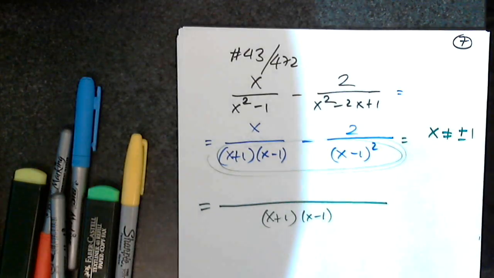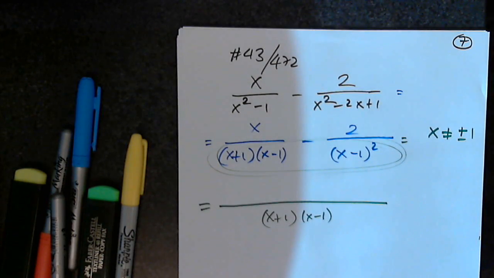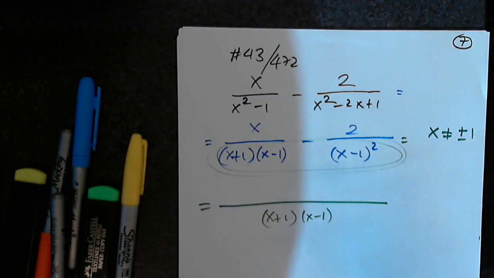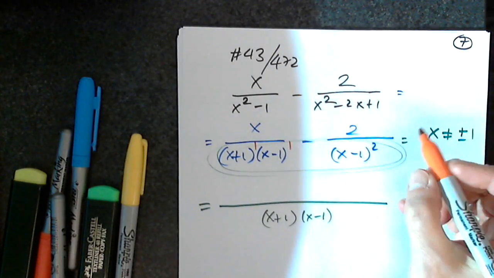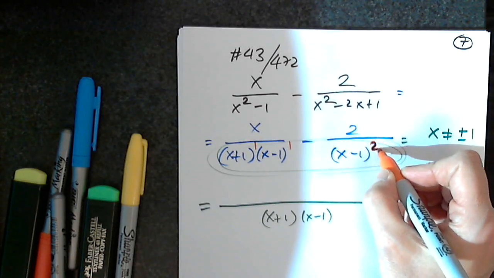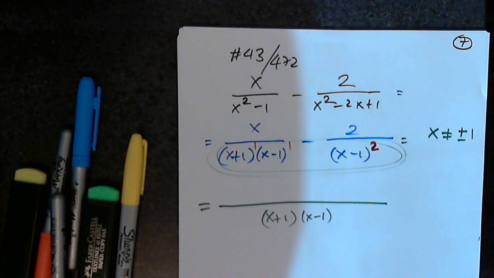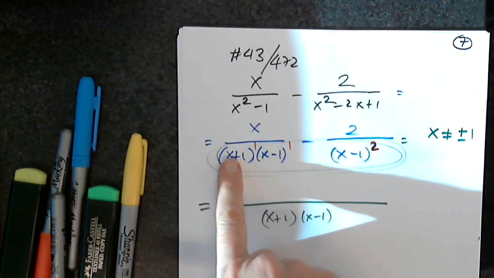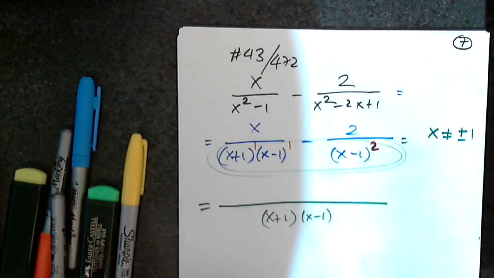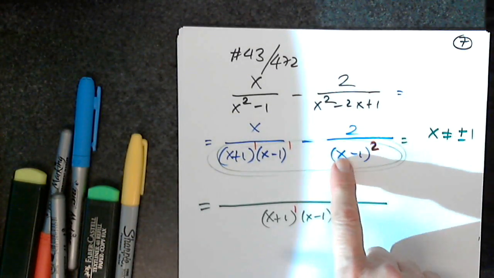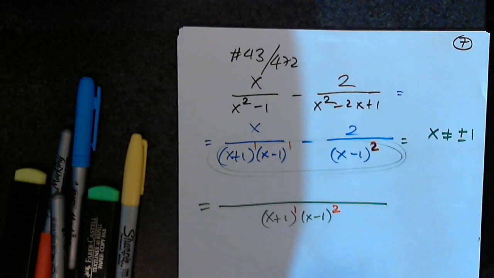However, now I have to talk about powers, which I did not have to do in the first example. So x plus 1 here has power 1, x minus 1 has power 1, but this one has power 2. I have to choose the highest power. I'm not adding powers, but I have to choose the highest power. x plus 1 has power 1. It will stay with power 1. But x minus 1 has the highest power 2. It has to stay with power 2.